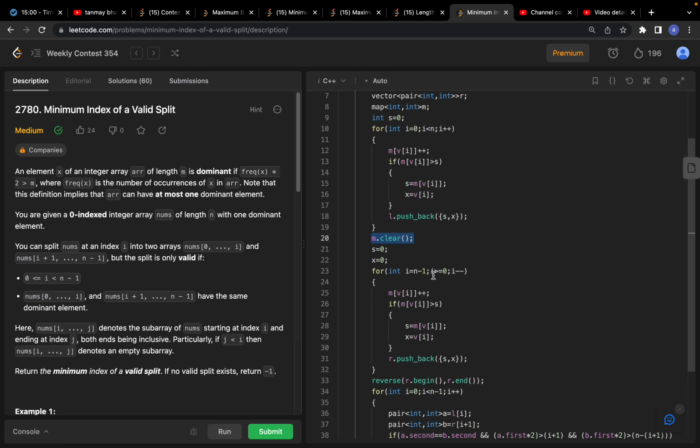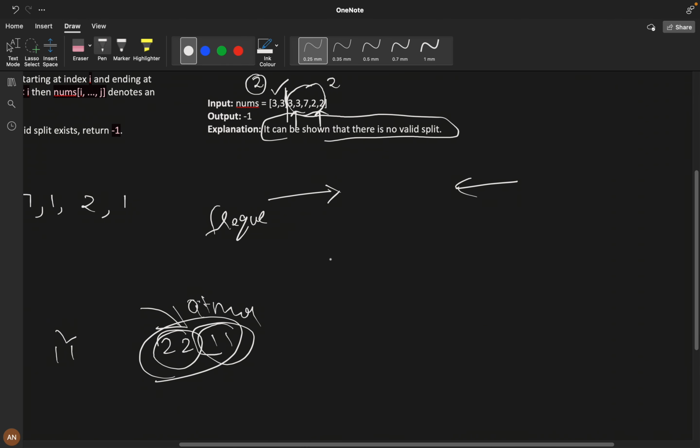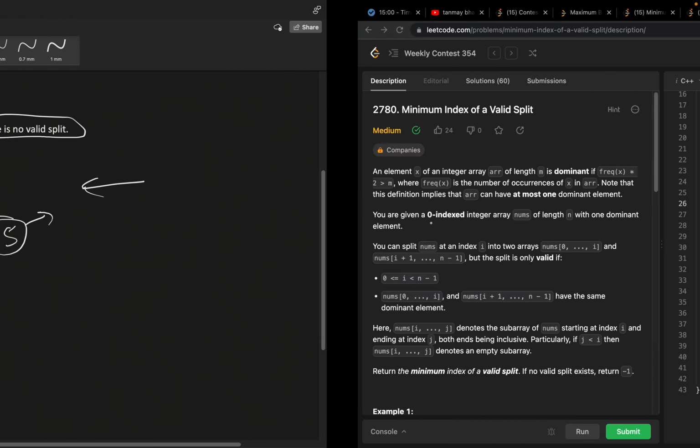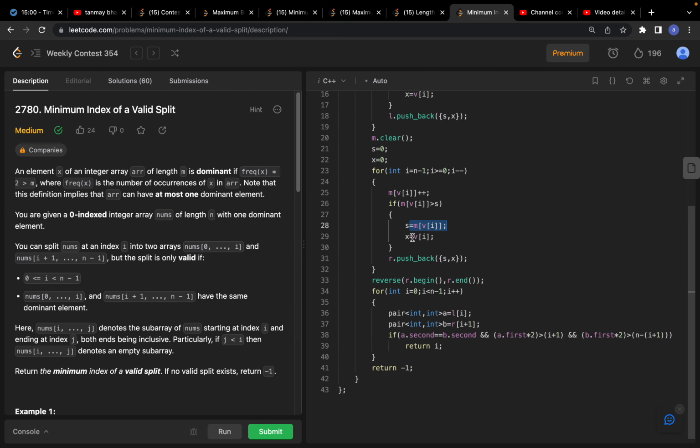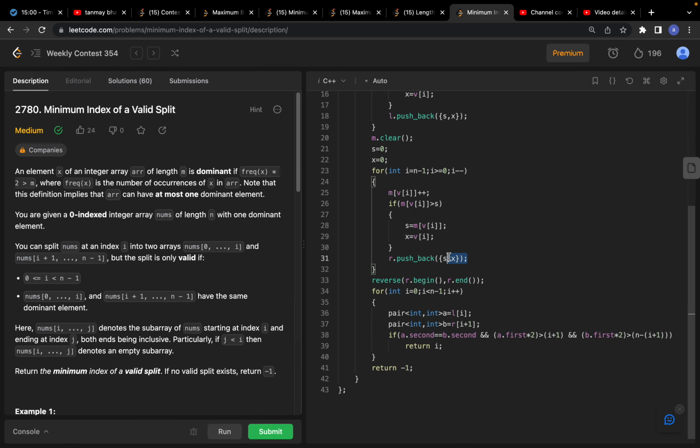And now I am iterating from the right side and I am incrementing at every element and I am checking whether it is greater than the current maximum. Suppose now the maximum count is 4 and the count has increased to 5, then I need to change it, right? The s will be changed to 5 and x also will get changed. Suppose I'm coming from here and I'm coming from this side. At this position, both the values will get changed, and I'm reversing it because I'm pushing every element from the back side.